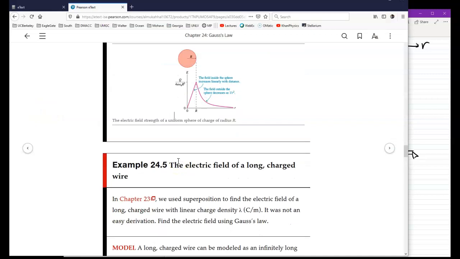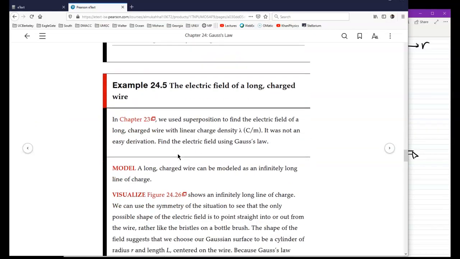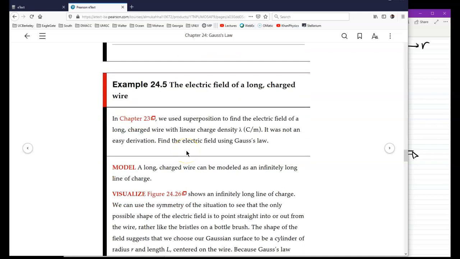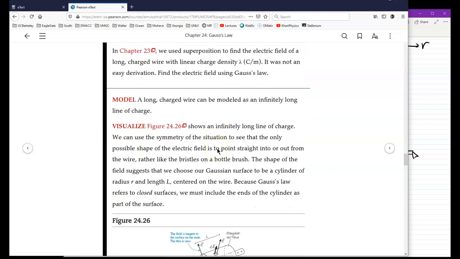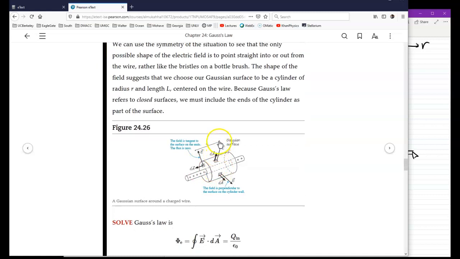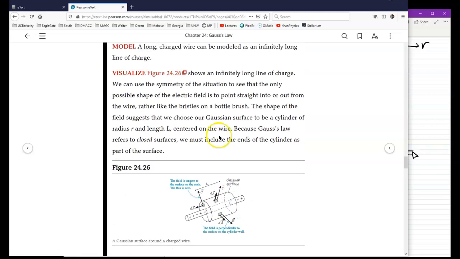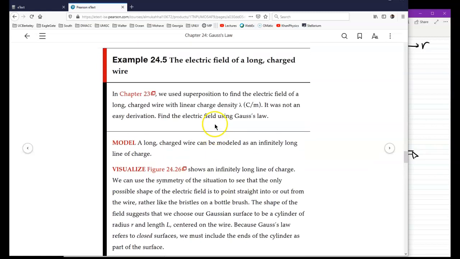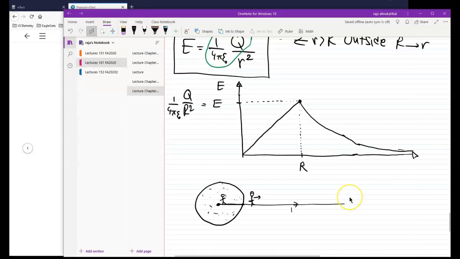Okay, the next example is 24.5. Here we have a little bit of a different creature, a distribution of charge. Here we have the electric field of a long charged wire. I don't know if he has a picture of it or not. There it is. I'm going to draw a better one. That's example 24.5.